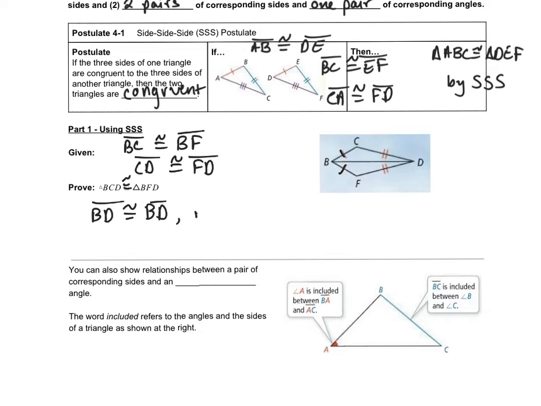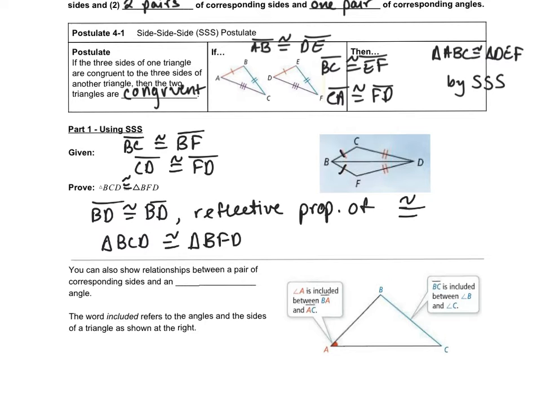Well, that is true by the reflexive property of congruency, all right? So what we're saying is the side is congruent to itself, but both sides are in two different triangles. Yes, they have the same length and the same name, but technically they are two different sides. So here we can say that triangle BCD is congruent to triangle BFD by side, side, side.